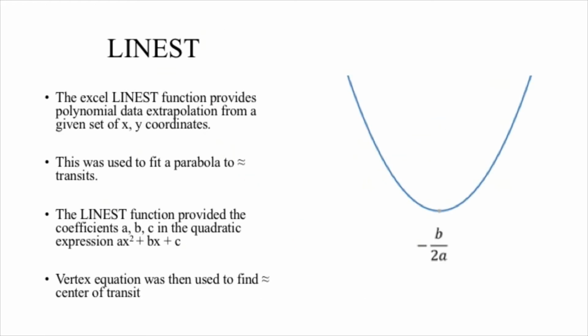But because the data points were only within 30-minute segments, we figured the actual transit would have occurred between these data sets. So we used a linest function, which provides the coefficients to a polynomial, and we specifically were looking for a quadratic for the parabola we could fit within our transit. Then we used the vertex equation, negative b over 2a, to find what we were going to consider the center of our transit.